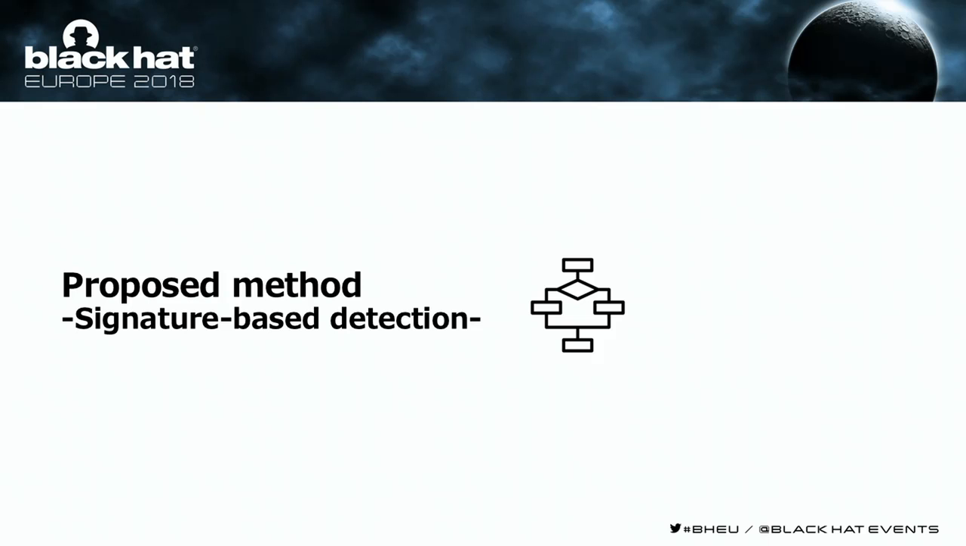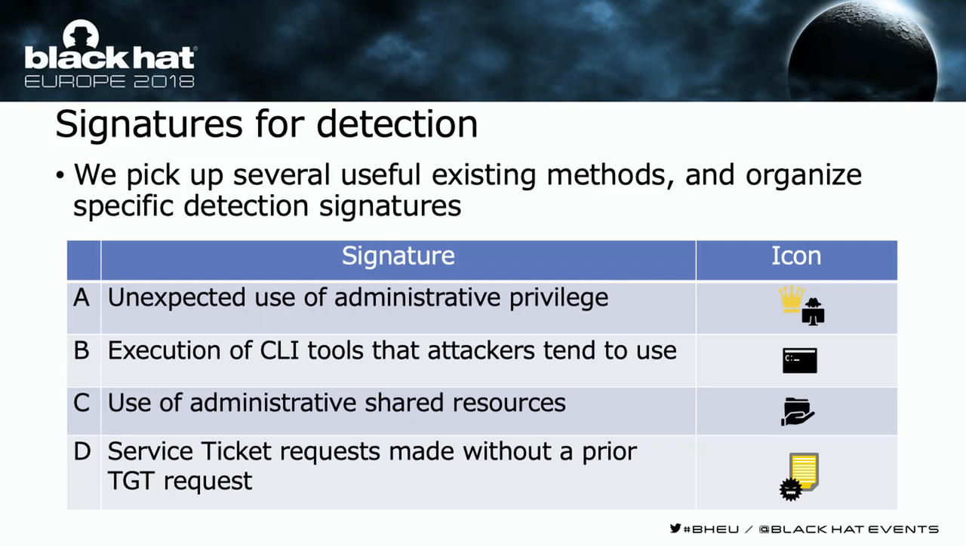At first, we explain the signature-based detection. Several existing approaches have been proposed, but we found that several approaches are needed in order to detect a sophisticated attack, such as a golden ticket. So we pick several useful existing methods and organize specific detection signatures like this.